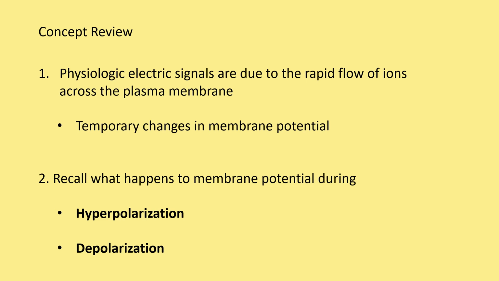So we need to do a little bit of conceptual review in order to fully understand graded potentials and action potentials. I hope you remember that physiological electric signals are caused by the rapid movement of ions across the plasma membrane. The flow of charged particles is electricity, and in physiology, those charged particles are ions. This is going to cause temporary changes in the voltage difference across the plasma membrane, the membrane potential. And we'll review how membrane potential changes numerically and directionally during hyperpolarization and depolarization.